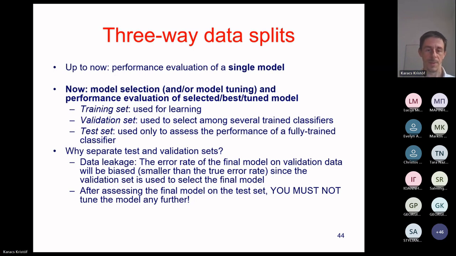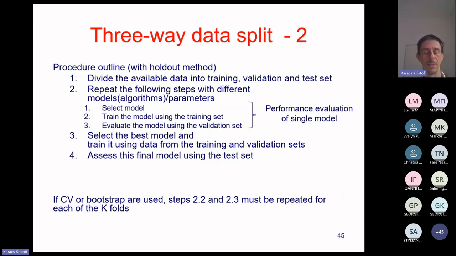So the reason to have a separate validation set is to avoid data leakage, as I mentioned earlier. And after assessing the final model on the test set, you have to pay attention not to tune the model any further. Because once you have a test set result, an evaluation metric based on a test set, your choices may be affected by this result. And then later models will be compromised by data leakage.